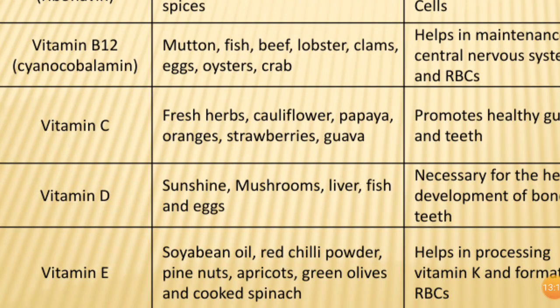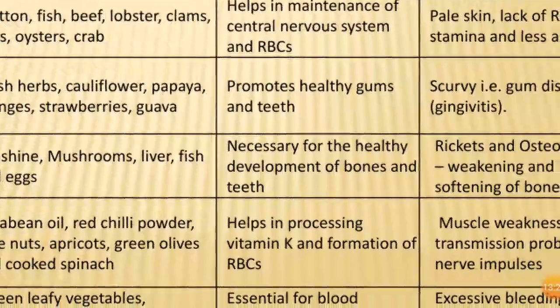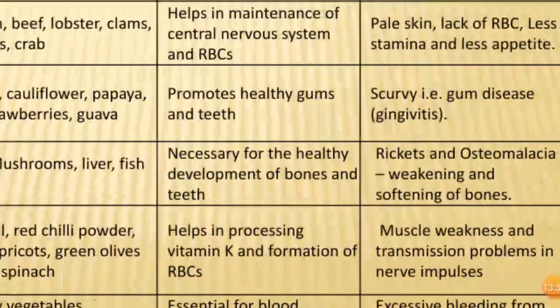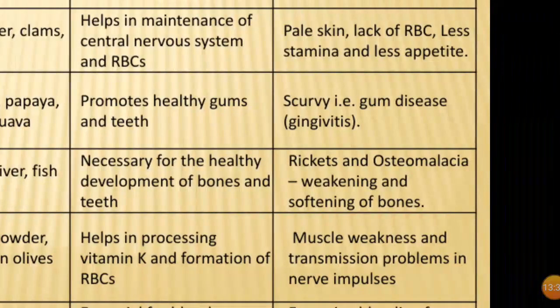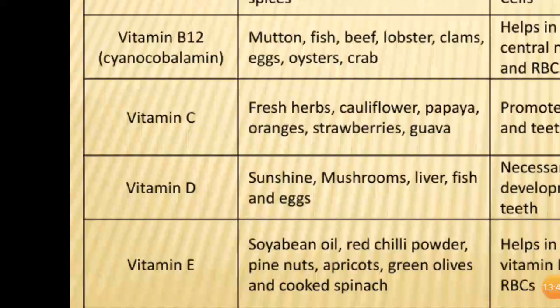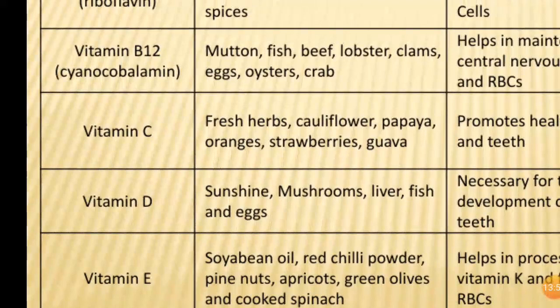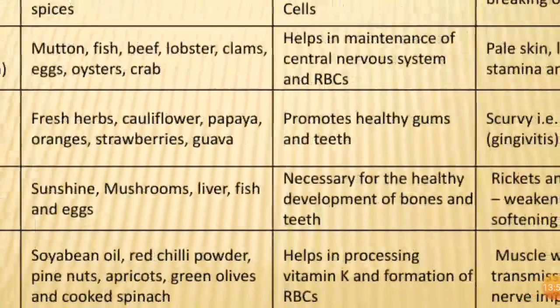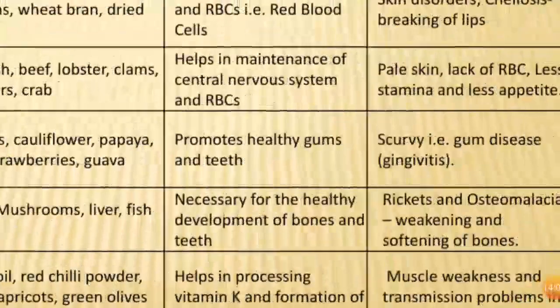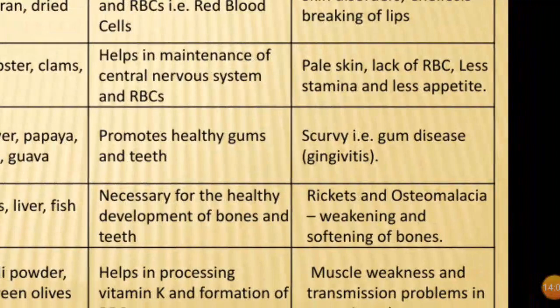Then next, vitamin C. Sources: cauliflower, papaya, oranges, strawberries, guava. Vitamin C is also found in lemon. Function: promotes healthy gums and teeth. Deficiency disease: scurvy. We already learned what scurvy means in keywords. That is gum diseases. Gum diseases means hamare teeth related diseases. Read vitamin C sources. Function. Deficiency disease. Finish.